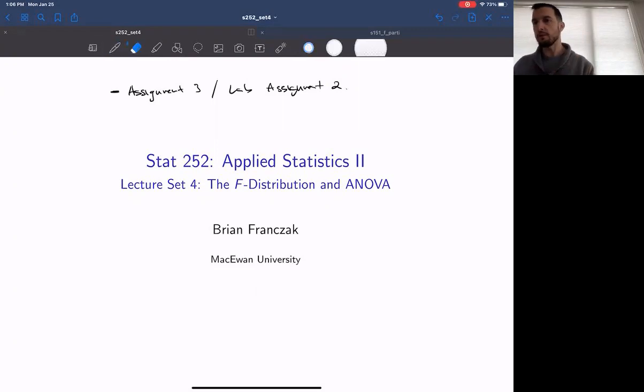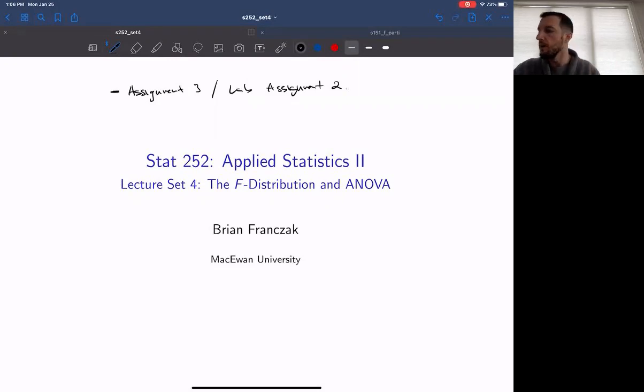Okay, so in lecture set 4, this is still technically partially review. Some of you might have seen ANOVA and the F distribution in Stat 151. It tends to vary from semester to semester whether or not it gets covered, and when it does get covered, it's usually kind of snuck in right at the very end. So a little bit of, this is what the hypothesis test looks like, this is what we're trying to do.